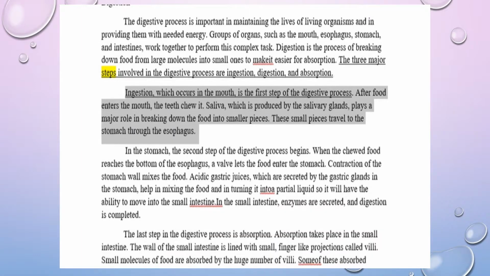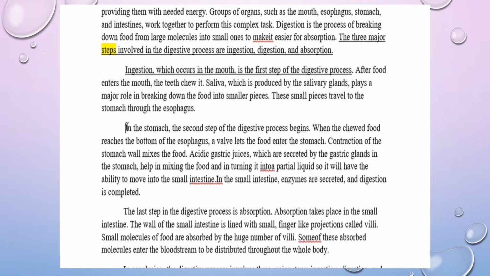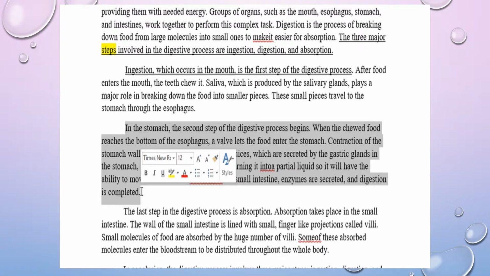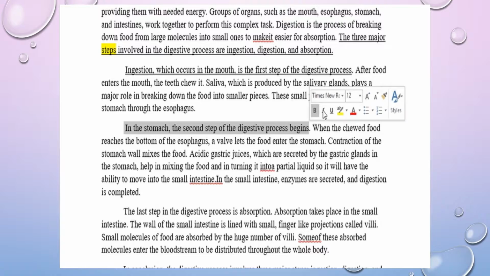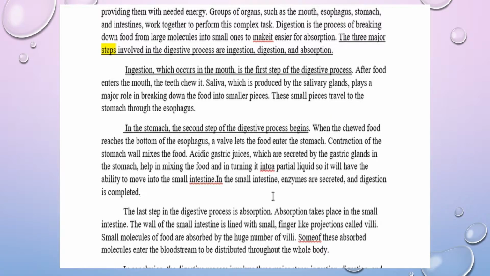Let's look at the second body paragraph. In the stomach, the second step of the digestive process begins. When the food is chewed, reaches the bottom of the esophagus, the valve lets the food enter into the stomach. Okay, and so the main idea of this second body paragraph is this sentence. In the stomach, the second step of the digestive process begins. Now, how is this main idea sentence related to the thesis? Remember, the main idea sentences of your body paragraphs will relate back to the thesis.